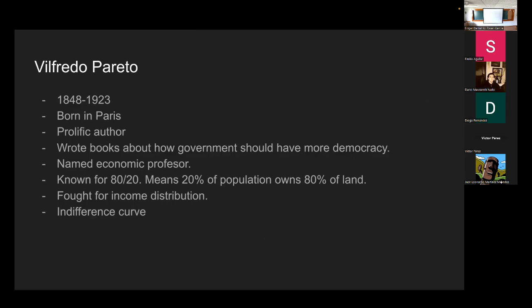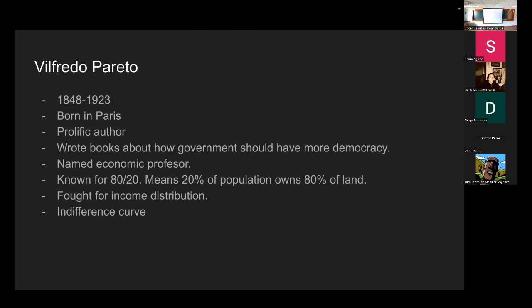Which is Vilfredo Pareto. He's considered the main contributor to the new welfare economics, not the old one. He added more to it, which is what we use more of nowadays. He was born in 1848 and died in 1923. He was a Parisian economist, and he was also an economics professor.